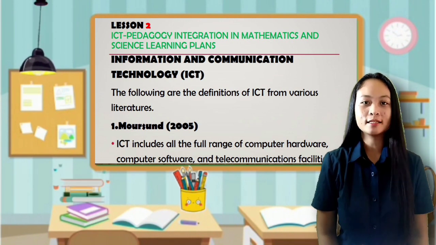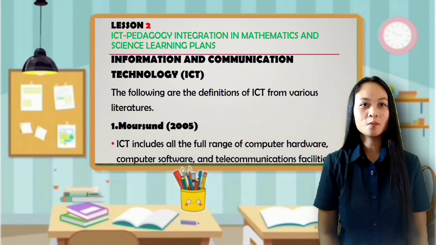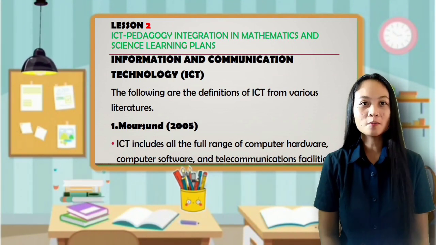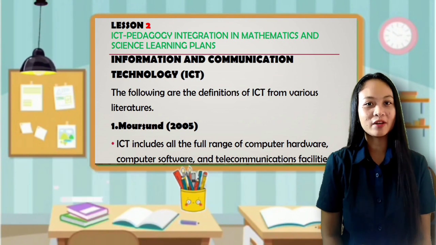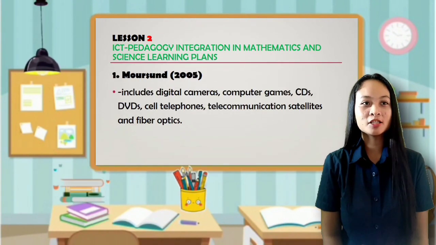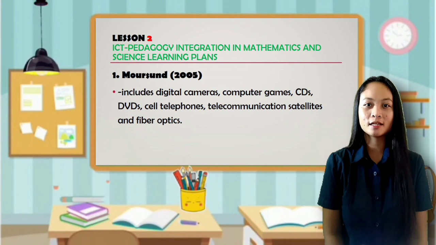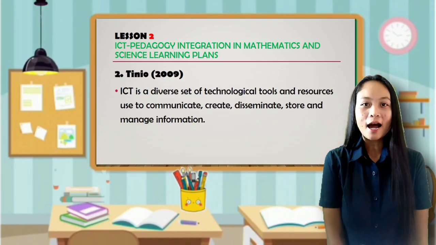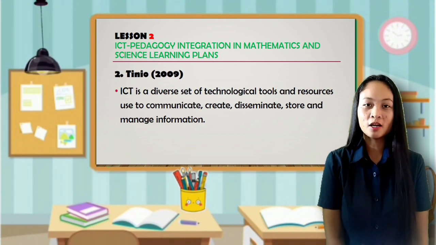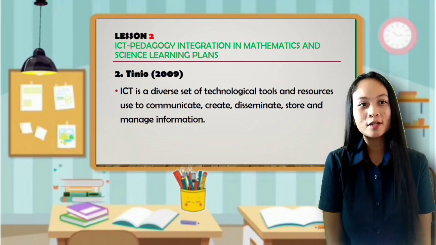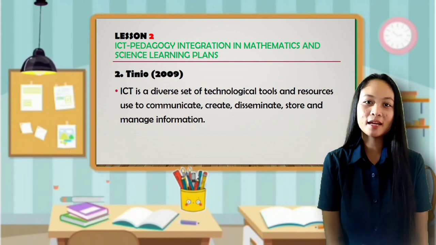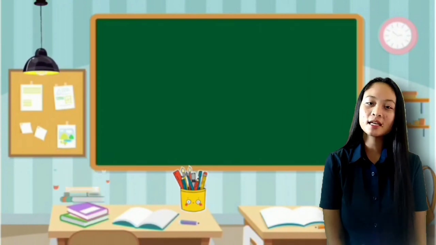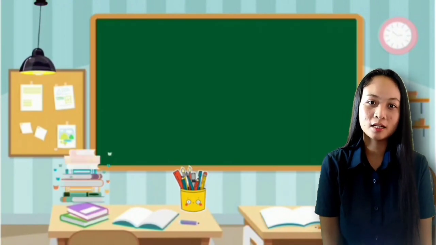Number 1 is Marsand, 2005. According to Marsand, ICT includes the full range of computer hardware, computer software, and communication facilities. The most common are digital cameras, computer games, and so on. Number 2 is Tinio, 2009. ICT is a diverse set of technological tools and resources used to communicate, create, disseminate, store, and manage information. It includes hardware devices and software applications and many more.